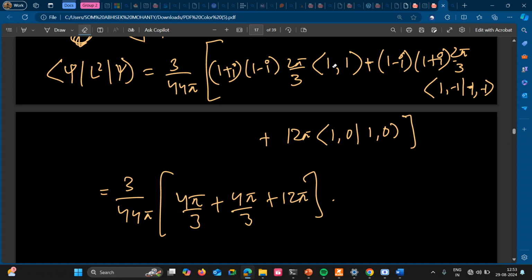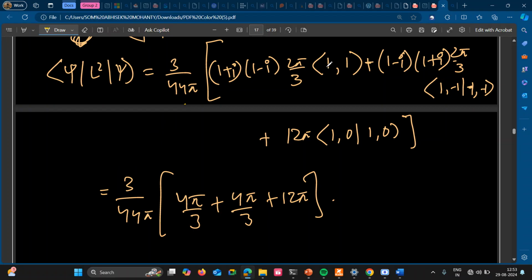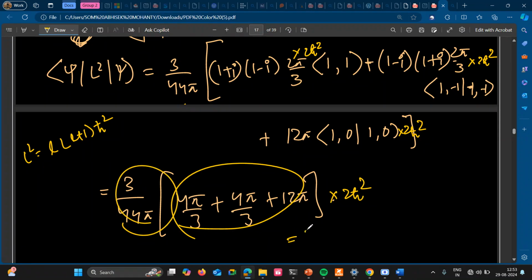We have to write the L square value for it, right? I missed it. Anyway, L square value for 1 1, L square, LM. So L square is what? L into L plus 1 times h cut square. So this would be 2h cut square into the same terms, so the 2h cut square goes out. And this is actually the same thing, 1, because we got it in normalization. So 2h cut square is the correct answer.